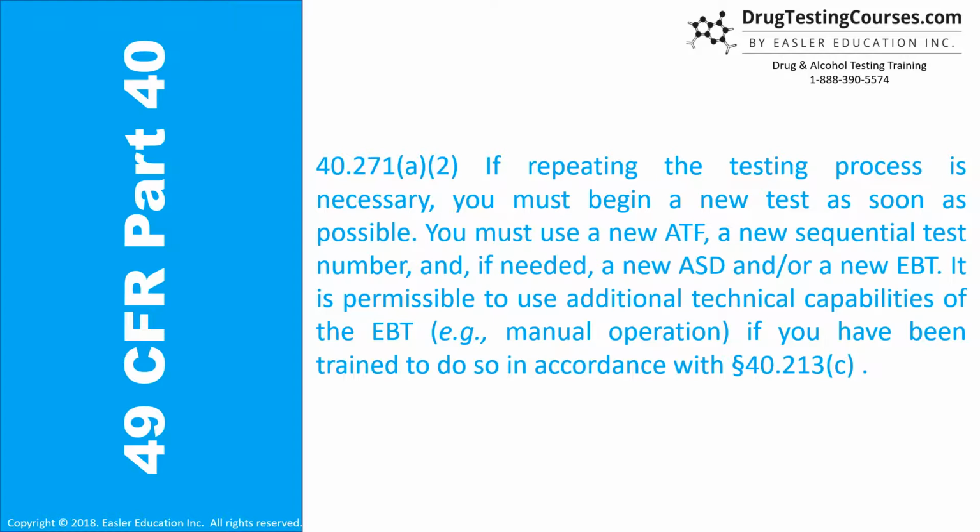40.271(a)(2). If repeating the testing process is necessary, you must begin a new test as soon as possible. You must use a new ATF and a new sequential test number and, if needed, a new ASD and/or new EBT. It is permissible to use additional technical capabilities of the EBT, e.g., manual operation, if you have been trained to do so in accordance with Section 40.213(c).